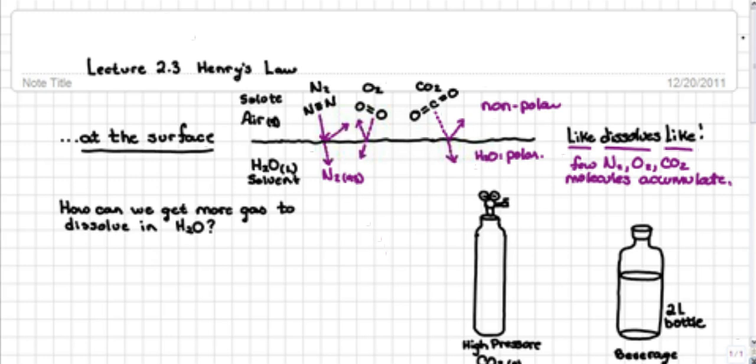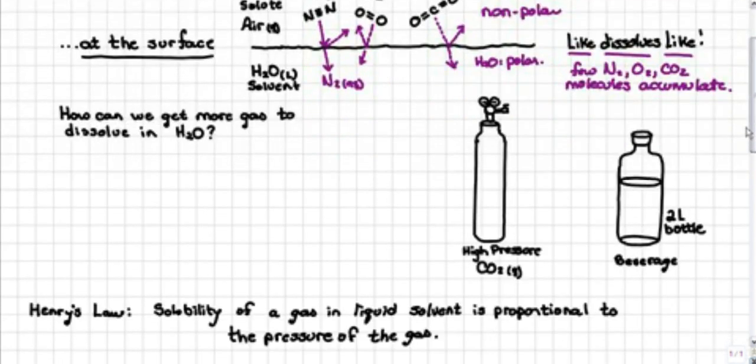Now, there are situations, however, where we would like to dissolve a gas in a solvent like water. And the question is, well, what can we do? How can we get more of the gas to dissolve in the water? Well, there is a way to do this. If we return again to our water-gas interface, where we have the water down below, and we have the gas above. And in this case, what we're going to do is focus our attention just on the carbon dioxide molecules, because they have an interesting application we'll get to in just a moment.